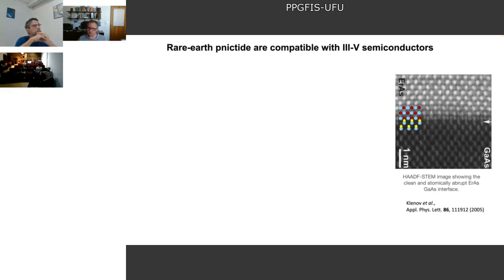If you look at this scanning electron microscopy image, it's a cross section, right? It's not the surface, it's a cross section. And it shows a very sharp, abrupt interface between erbium arsenide and gallium arsenide. And at the beginning, they thought, wow, I can make a perfect contact where there's no roughness, no defects, right?